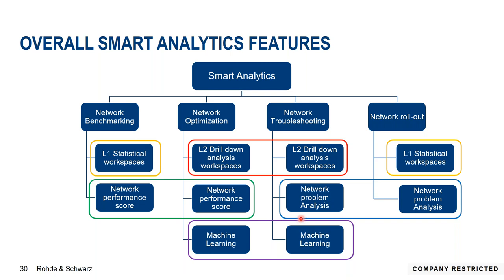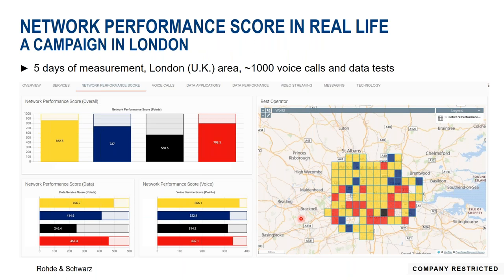What I will be showing you now is a real life example in London, as you can see. Our headquarters did this proof of concept in London by collecting tons of data, driving all around London with our equipment. With 5 days of measurement, there are four operators in London. Overall, the yellow operator has the best score, which is 862. The red operator only has about 798, and the poorest performing is the black operator, which is only getting 560 points out of 1,000 points. So we know immediately which is the best operator in a general sense in London.